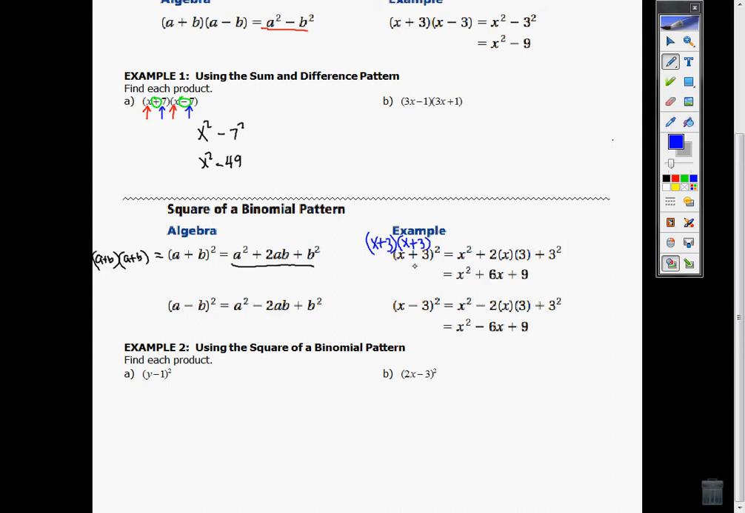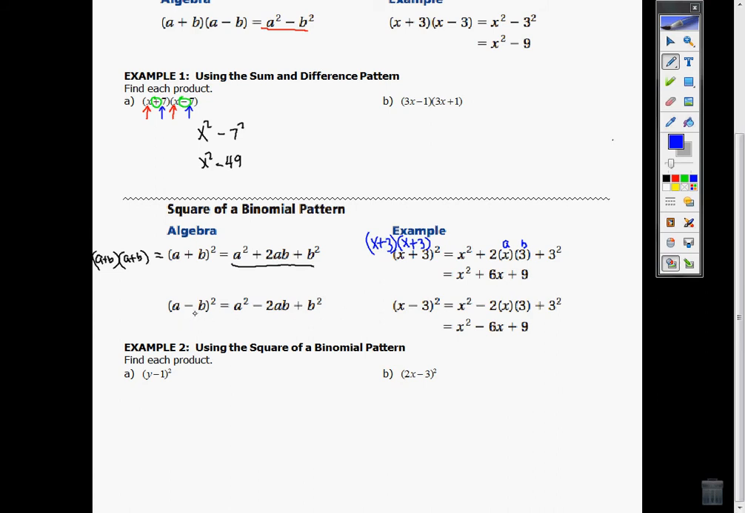I know that it will be the first number, a squared, so that's x squared. I know that it will be 2 of a times b. 2, a we said was x, b is 3, so 2 times a times b, plus the second number squared. So altogether, that's x squared plus 2 times 3 is 6 times x, and then 3 squared is 9.